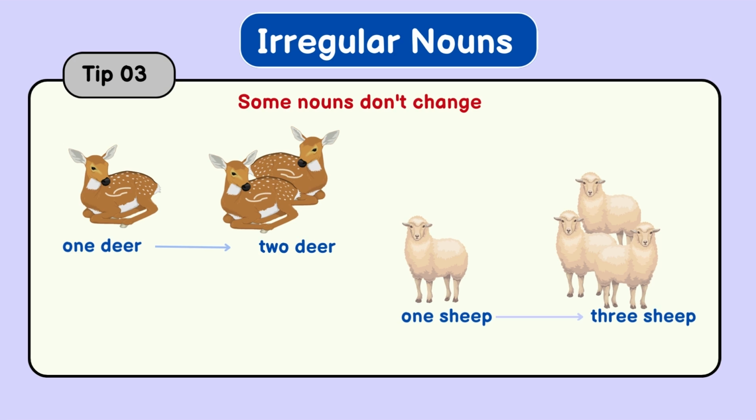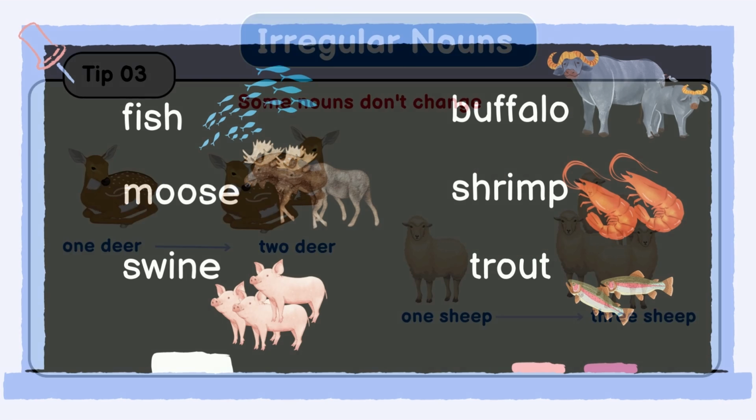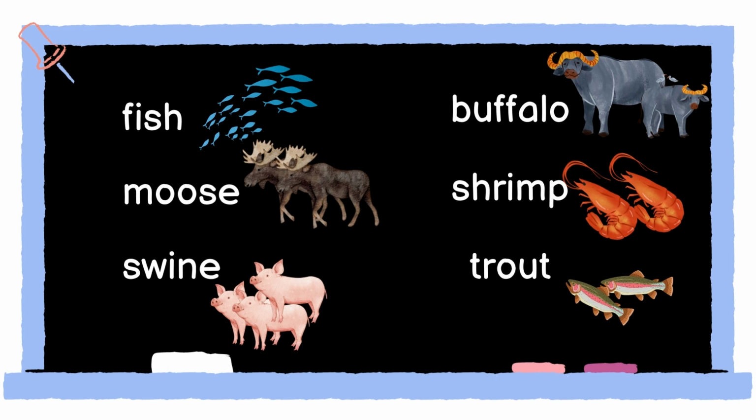In irregular nouns, some nouns do not change their form when changing into plural form. They remain identical in both singular and plural form. Here are some examples. 1 deer, 2 deer. 1 sheep, 3 sheep. They don't change. Many of these are names of animals. Here are some more examples. Fish, moose, swine, buffalo, shrimp, and trout. These nouns remain unchanged even in their plural form.